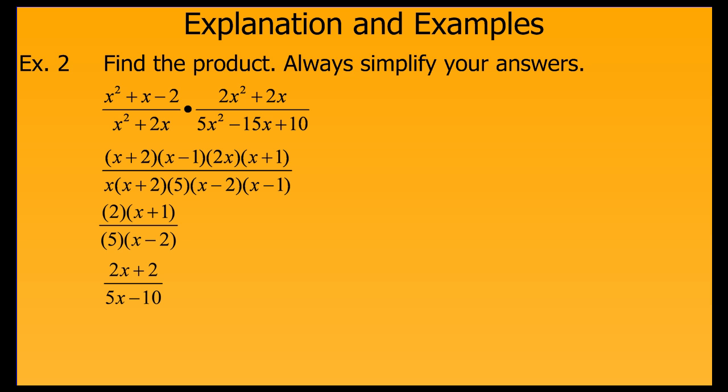Either way is okay. Our excluded values are 0, -2, 2, and 1, because each of those will make the denominator equal to 0. And again, we aren't allowed to divide by 0.